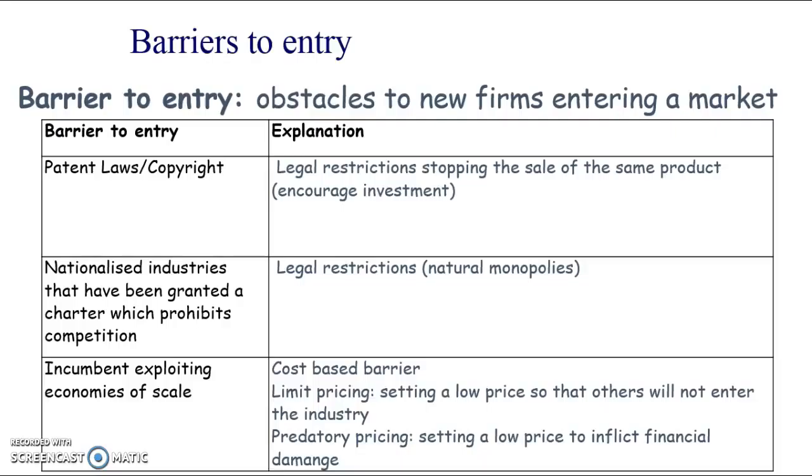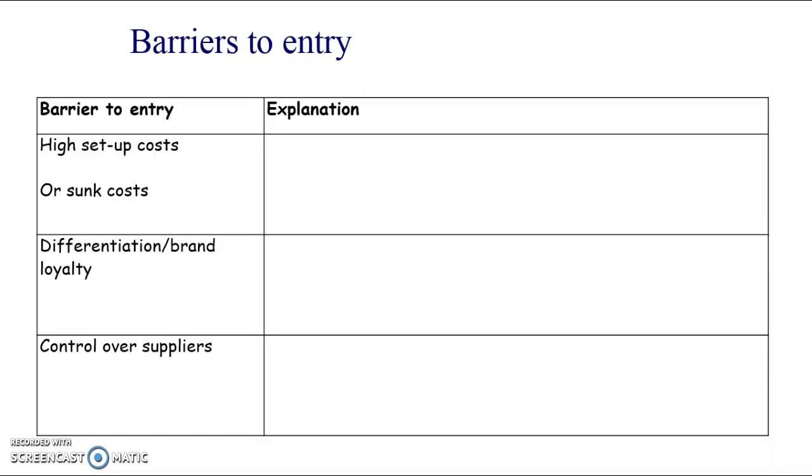And another barrier to entry could be an incumbent exploiting economies of scale. So this is a cost-based barrier. And we can split this into two examples, really. Limit pricing, which is setting a low price so that new firms don't even enter the market because they know they'd have to be a certain size to be able to achieve the same low costs. Or predatory pricing, which is setting a very low price to try and push current firms out of the market. And you might be able to do that if you've got significant economies of scale and maybe other firms don't.